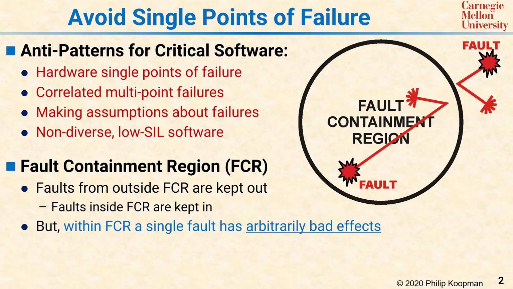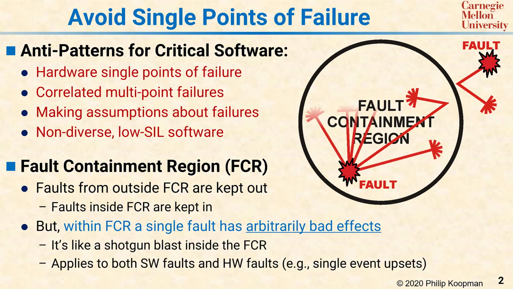become actively dangerous. If you're skeptical of that, consider, what if that bit flip happens to be in the program counter value, or a bit in the stack pointer, or a bit in memory that's used as a return address from a subroutine call which goes into the program counter. Thus, for the purpose of determining system safety, any fault can have arbitrarily bad effects and, loosely speaking, can look like a shotgun blast going through the FCR.